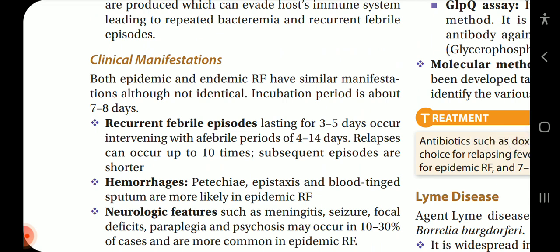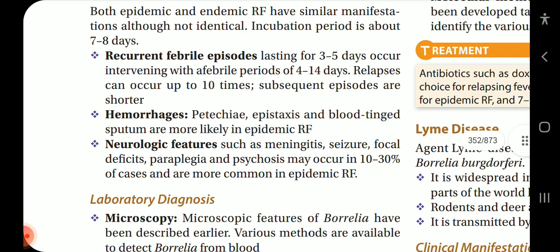Clinical manifestations. Both epidemic and endemic relapsing fever have similar manifestations, although not identical. Incubation period is about 7 to 8 days. Recurrent febrile episodes lasting for 3 to 5 days occur, intervening with afebrile episodes of 4 to 14 days. Relapses can occur up to 10 times. Subsequent episodes are shorter. Hemorrhages, petechiae, epistaxis and blood tinged sputum are more likely to occur in epidemic relapsing fever. Neurologic features such as meningitis, seizure, focal deficits, paraplegia, and psychosis may occur in 10 to 30% of the cases and are more common in epidemic relapsing fever.